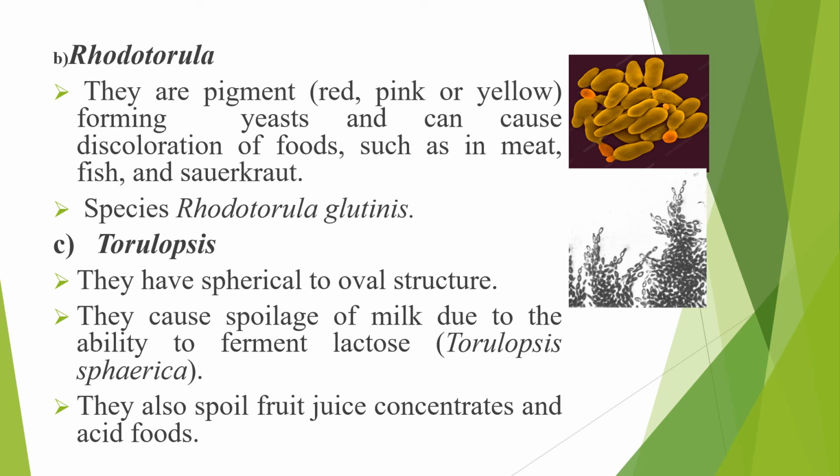Next one is the Rhodotorula. They are pigmented red, pink, or yellow and form yeast and can cause discoloration of food such as meat, fish, sauerkraut, etc. One example is Rhodotorula glutinis.